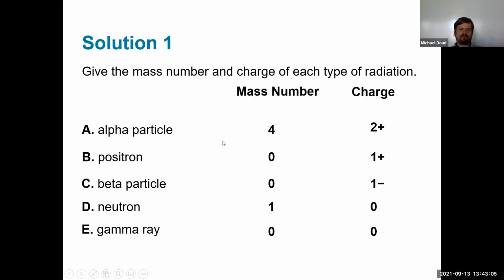Okay, so an alpha particle is a helium nucleus with 2 protons and 2 neutrons, a total mass number of 4. Without its 2 electrons, it has a charge of plus 2. A positron has no mass, just like an electron, but it has a +1 charge, whereas a beta particle, being an electron, has no mass number and a -1 charge. A neutron has a mass number of 1 and 0 charge, because there's 1 neutron, 0 protons. And a gamma ray has neither a mass number nor a charge, it's just a photon.